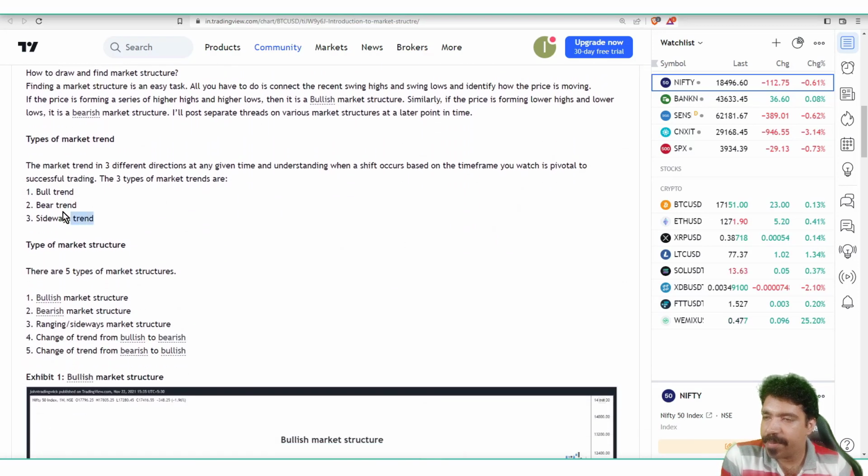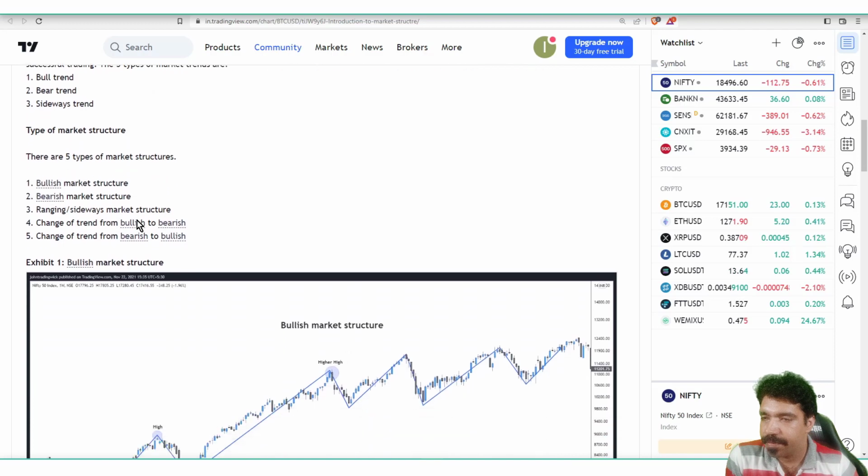So basically we have three types of trend: bull trend, bear trend, and the sideways trend. Bull trend means we are in the uptrend. The bearish trend means we are in the downtrend. And the sideways trend means the price is revolving between a certain support and a certain resistance for a definite period of time.